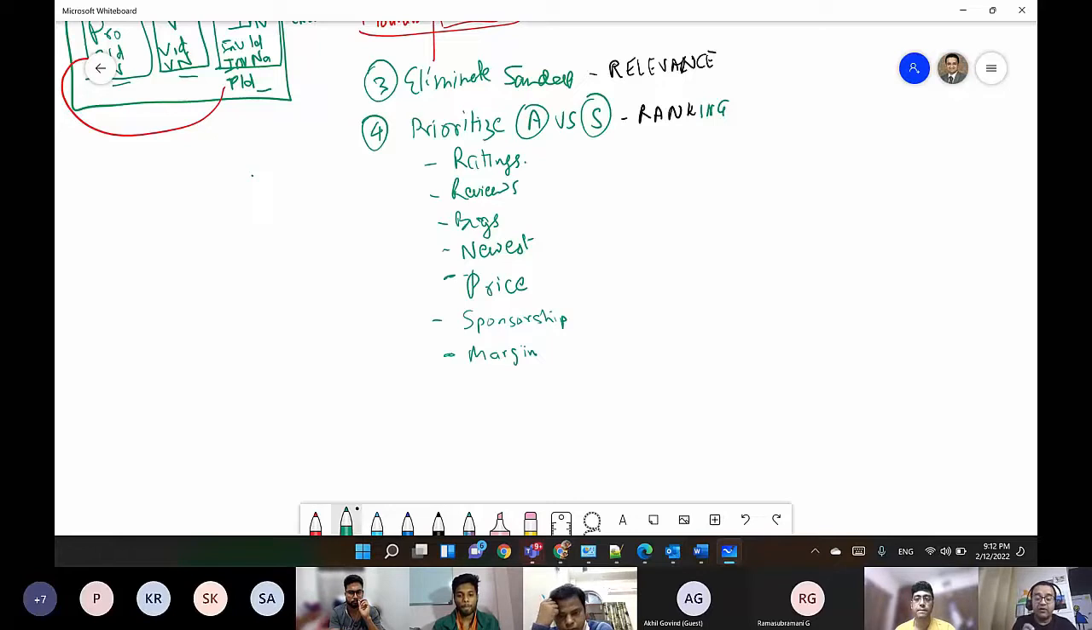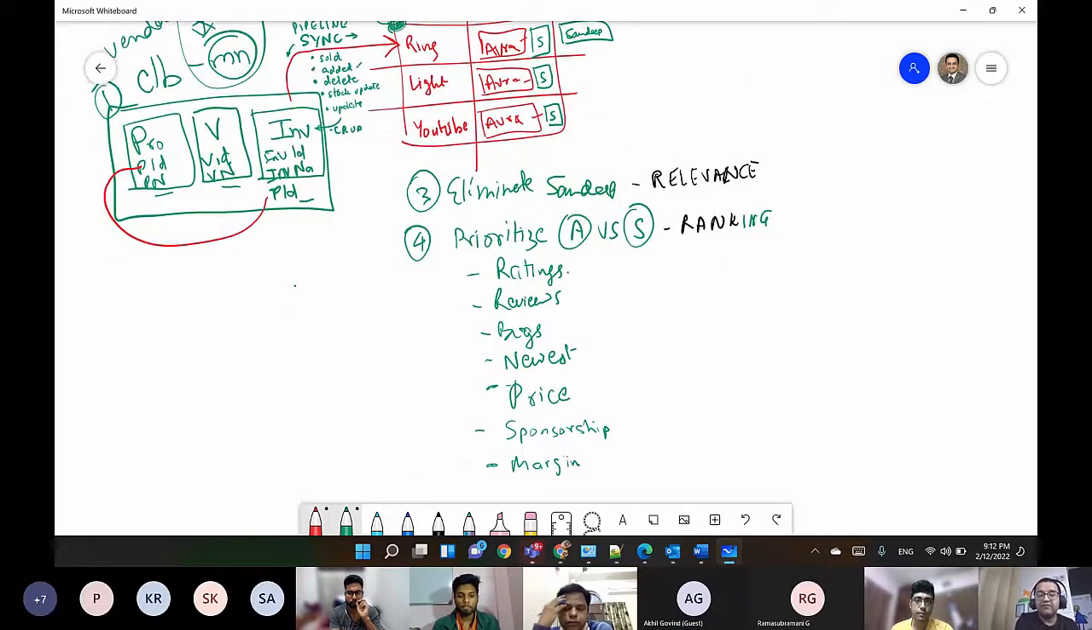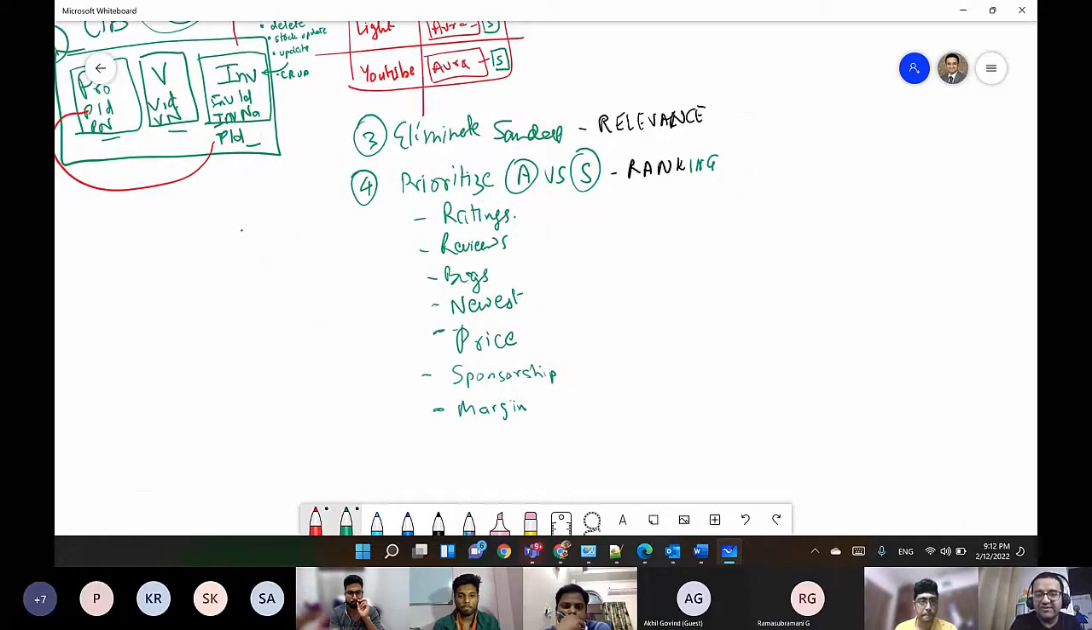Amazon. Yeah. Now, if you see, Ovro, you are almost putting a structure to this ranking algorithm. Remember this product, whatever, vendor inventory. Now look at this. You have just told me ratings are coming from customer, reviews are coming from customer, bugs are coming from vendor, newest is coming from vendor, price is coming from vendor, sponsorship is coming from Amazon, margin is coming from Amazon, and so on and so forth.